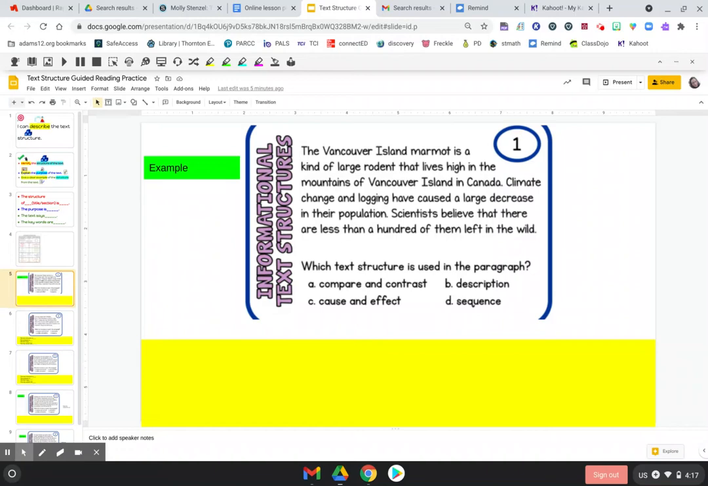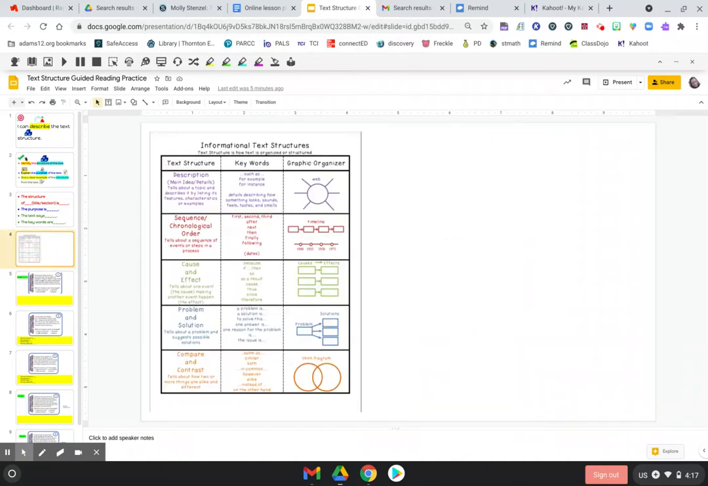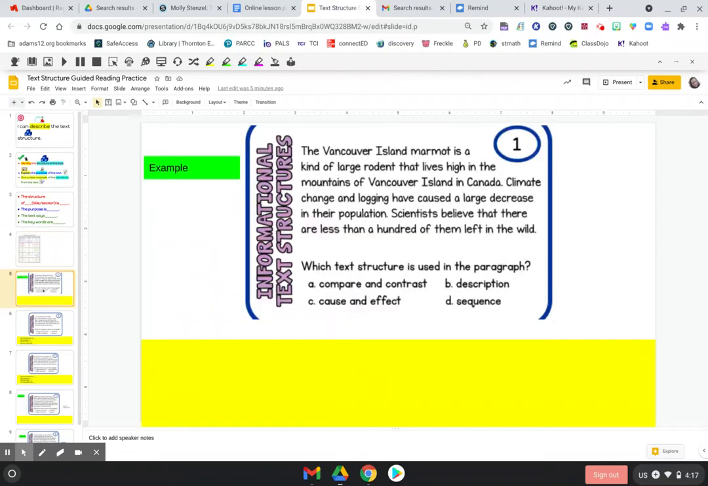And so that keyword really stood out to me too, the word caused. And so I know from the chart here that if you see that keyword cause, the author is telling us cause and effect. They're telling us that one event is making another event happen. And so I am going to go with cause and effect because I believe that the author's purpose is to tell me that the event of climate change and logging have caused the marmot to decrease in population. That seemed really important for the author to let me know.